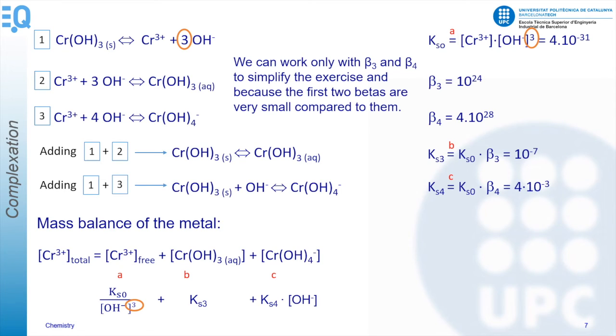We can then replace each concentration with the value from the equilibriums named A, B and C. In the first case, we have the solubility constant divided by the hydroxide concentration to the power of 3. We substitute this in the free chromium concentration term, and then the other two, B and C, for each chromium species. The mass balance of the metal looks like this.